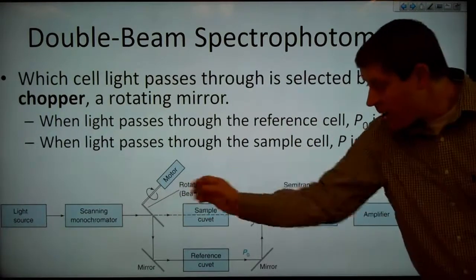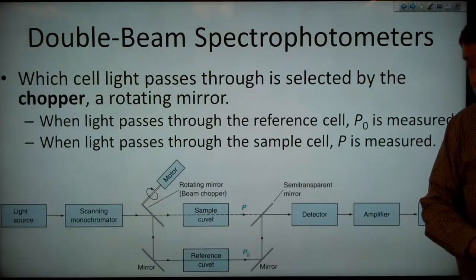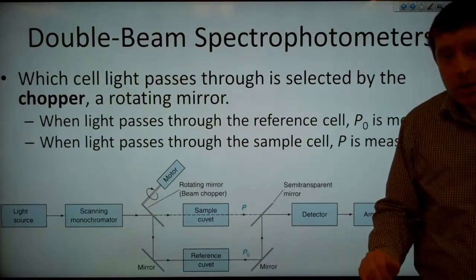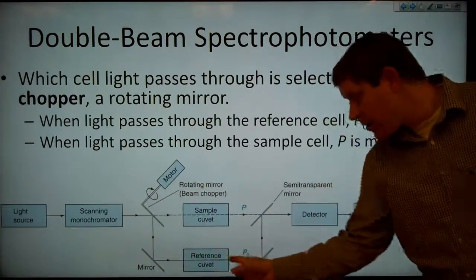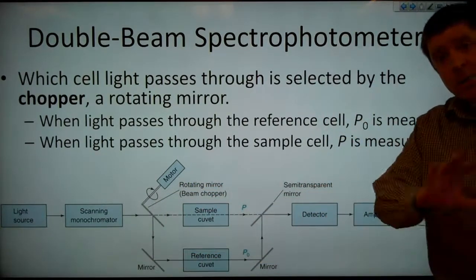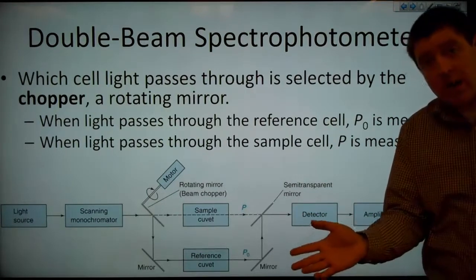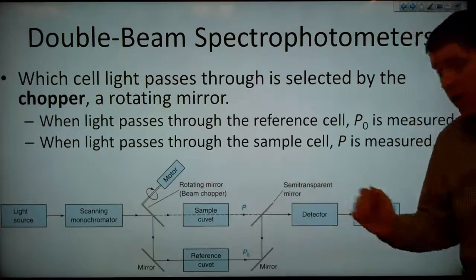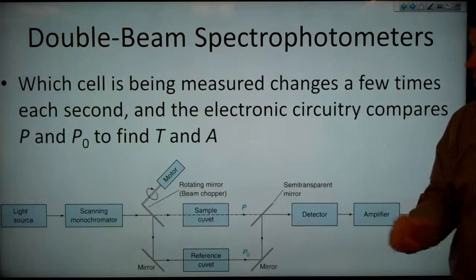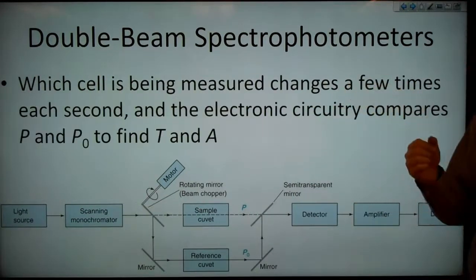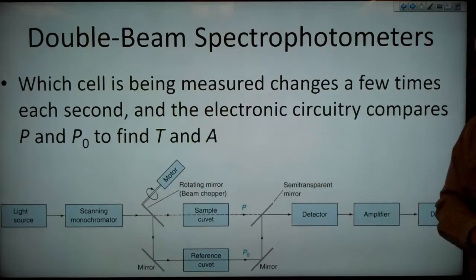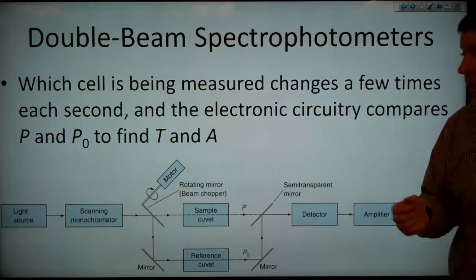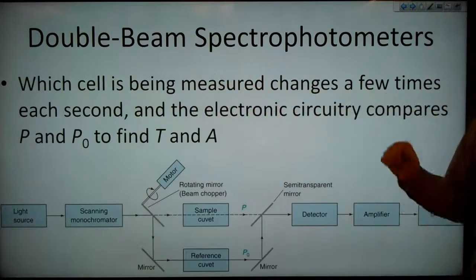So over here we get some beam chopper, and that's a rotating mirror, and we put our mirror into the path, and that bounces the light through our reference cell, and then we take the mirror out of the path, and that passes the light through our sample cell, and so on. So which cell is being measured is changing a few times every second, and then our electronic circuitry is comparing P and P0 in order to find T and A.